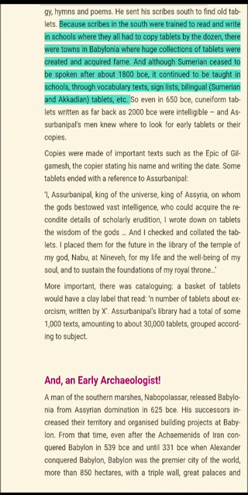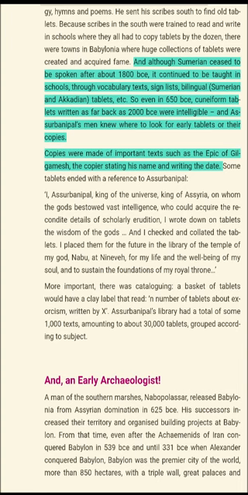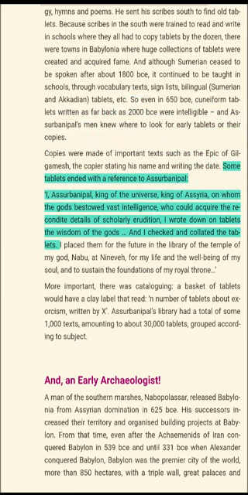Because scribes in the south were trained to read and write in schools where they all had to copy tablets by the dozen, there were towns in Babylonia where huge collections of tablets were created and acquired fame. And although Sumerian ceased to be spoken after about 1800 BCE, it continued to be taught in schools through vocabulary texts, sign lists, bilingual Sumerian and Akkadian tablets, etc. So even in 650 BCE, cuneiform tablets written as far back as 2000 BCE were intelligible, and Ashurbanipal's men knew where to look for early tablets or their copies.